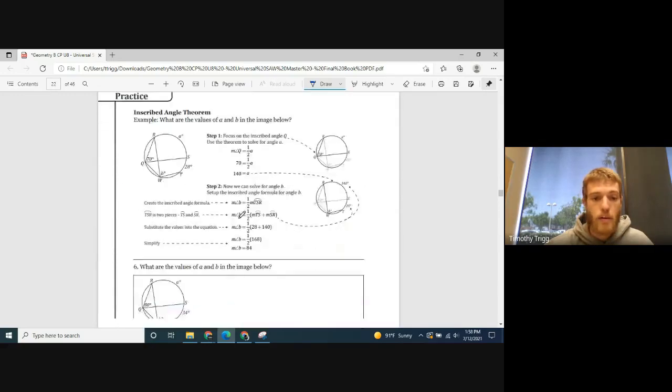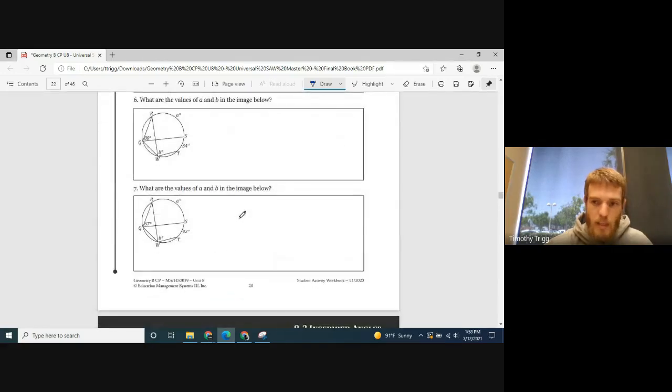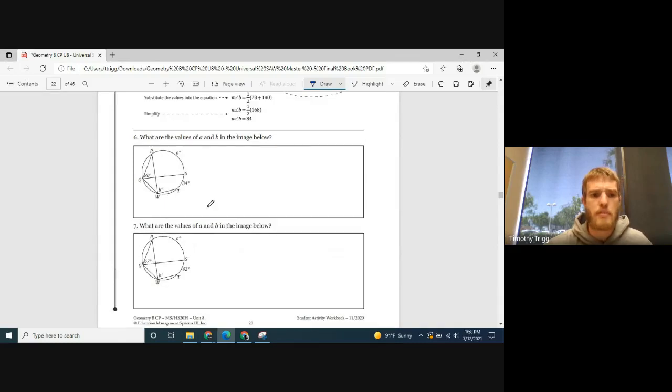Okay, let's move on to page 20. Now these will start to make sense as we go through these, but basically with these two problems, the main thing you want to really get out of it is that whatever angle is an inscribed angle, then the arc that's formed is twice as much.